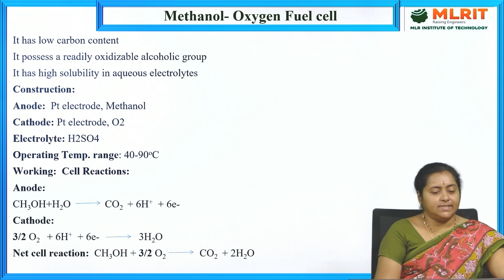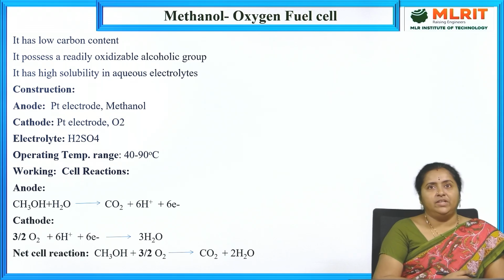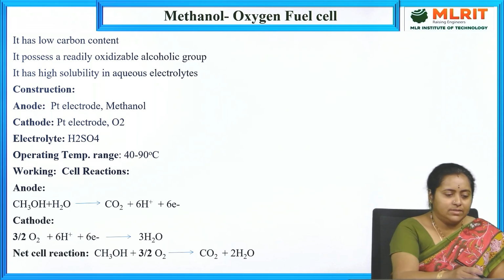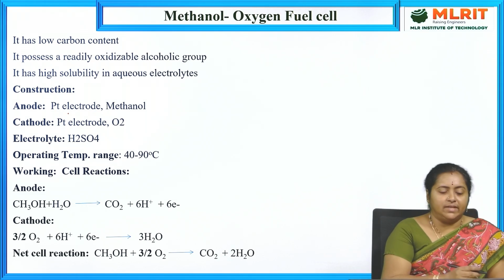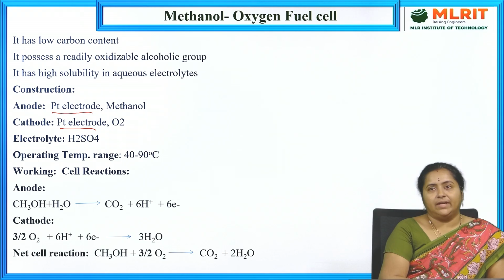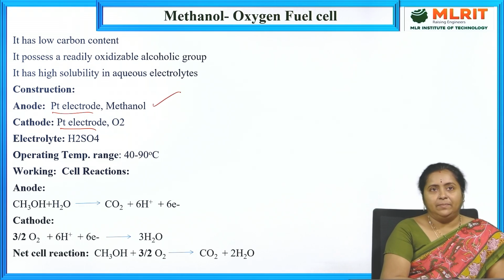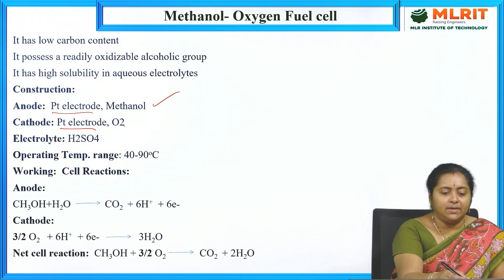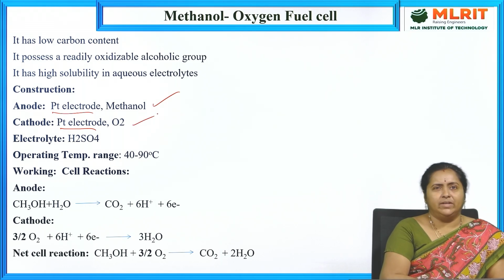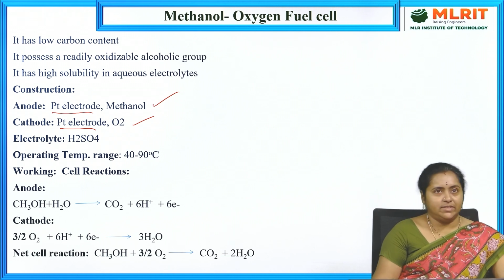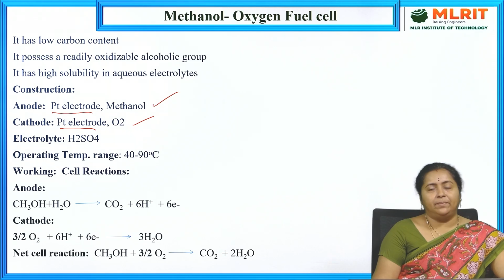So let us see its construction part. As I told you, each battery has three major components: anode, cathode, and electrolyte. In the anode and cathode chambers, generally we use platinum electrodes. Platinum electrodes are fixed in the anode and cathode chambers. Into the anode chamber, we allow the passage of methanol, so it plays the role of the negative electrode, or we call it the anode. Into the cathode chamber, oxygen gas is bubbled, or atmospheric oxygen from air is absorbed, but the electrodes are made of platinum.